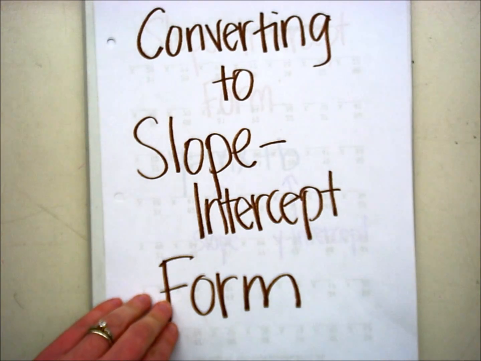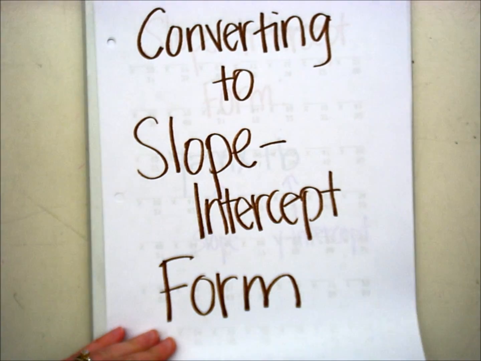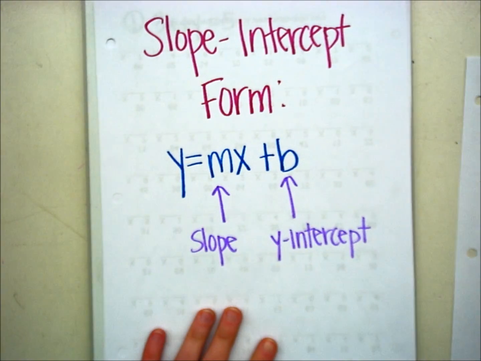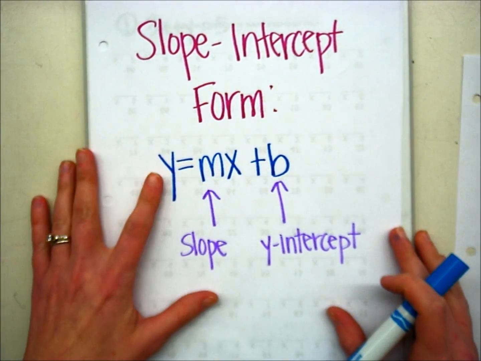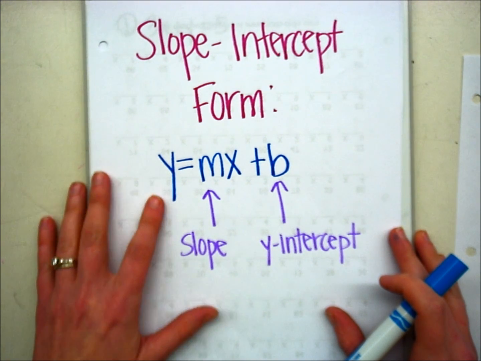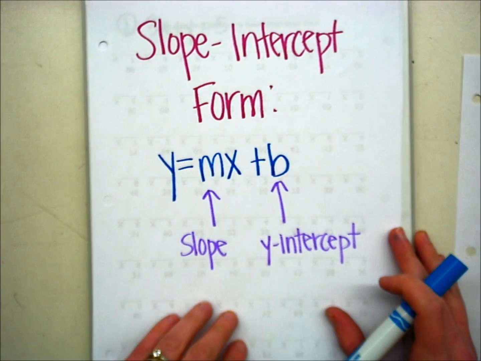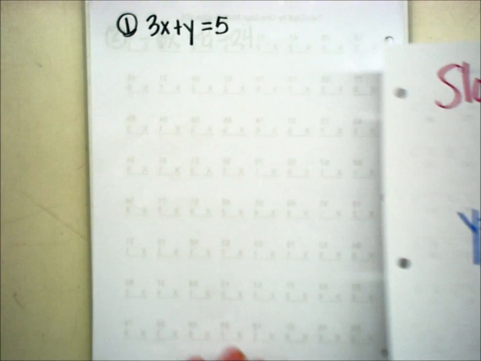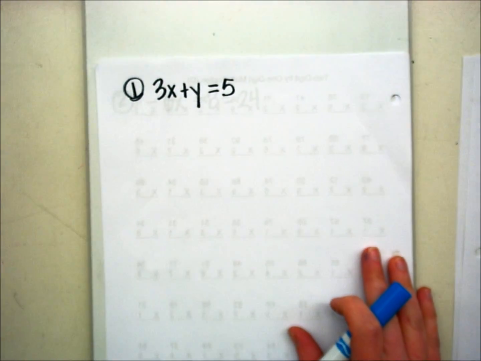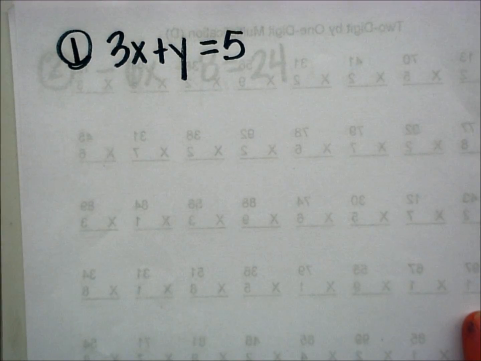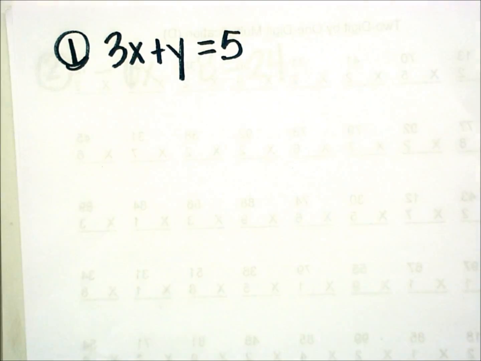Alright, today we're going to learn how to convert an equation into slope-intercept form. Remember that slope-intercept form is y equals mx plus b, where m is the slope of the line and b is the line's y-intercept. In our first problem, we have 3x plus y equals 5.